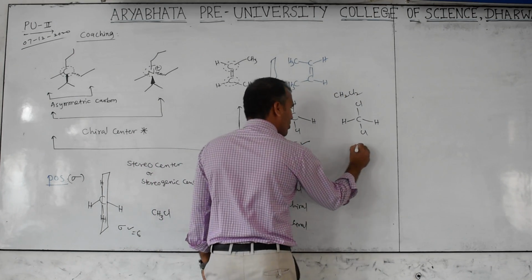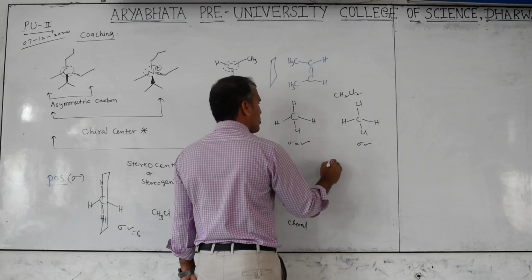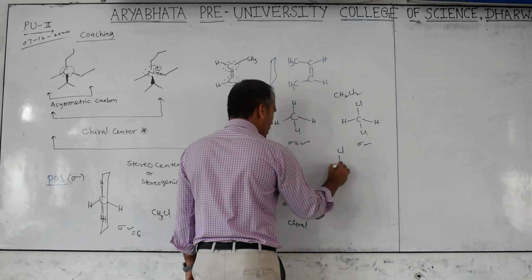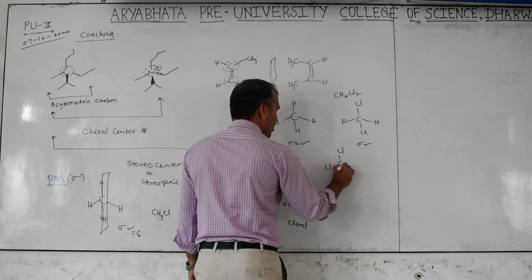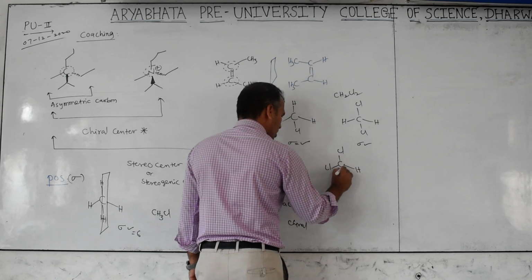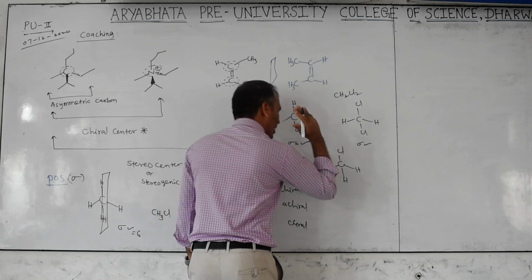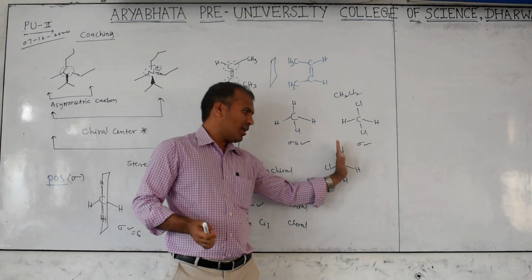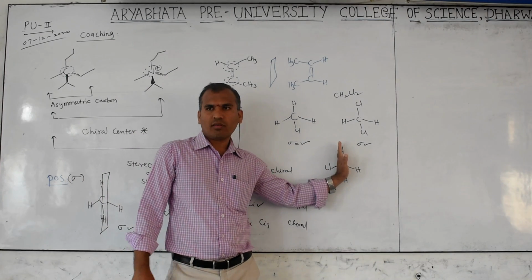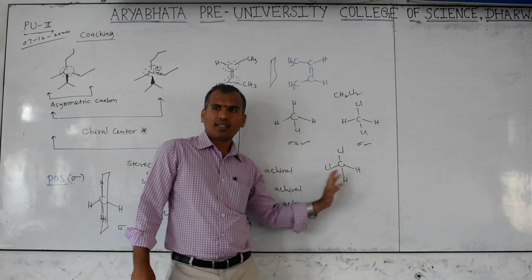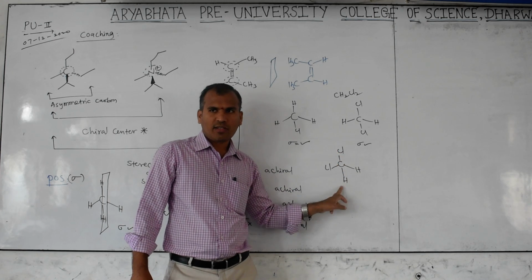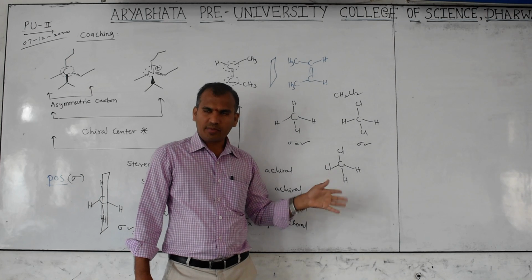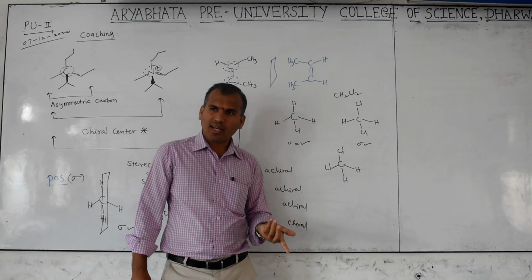Plane of symmetry present. Then you may ask the question, sir, if I write like this, Cl, H, and if I cut like this, can you get the plane of symmetry? This side Cl, this side H. Cl half, H half, carbon half. Then plane of symmetry present or absent? Absent. Then what do you call? Chiral or achiral?